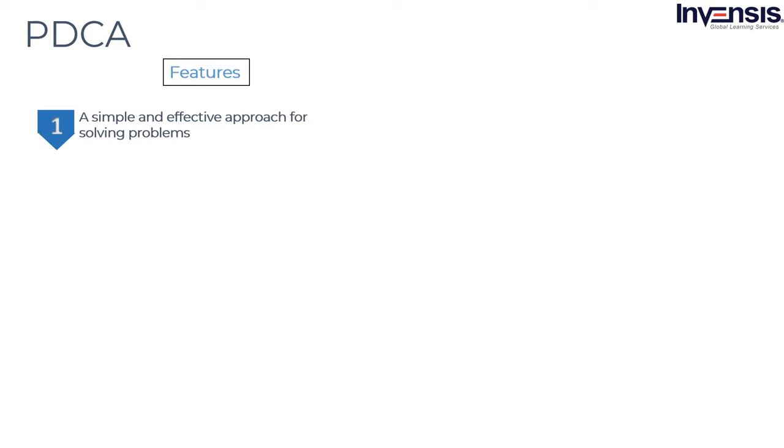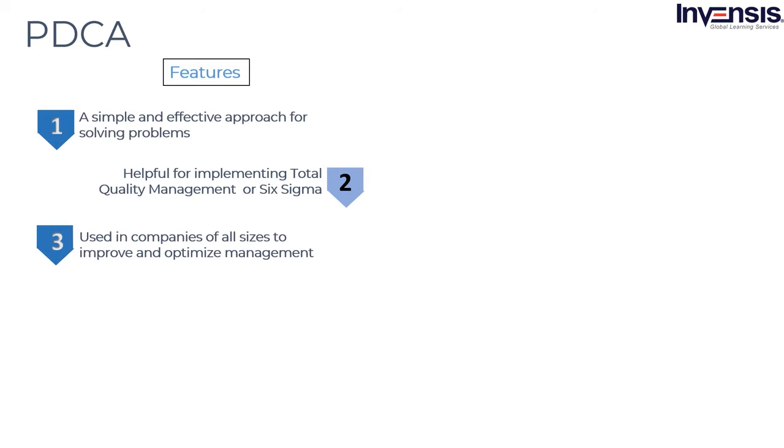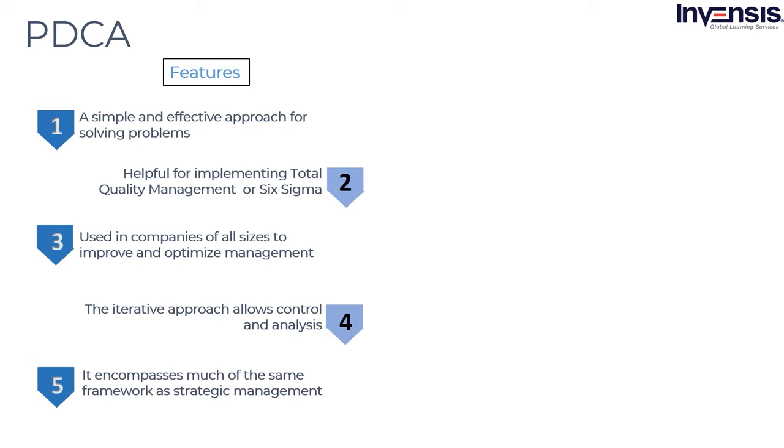Let us see some of the PDCA features. To begin with, PDCA is a simple and effective approach for solving problems. It is very helpful for implementing total quality management or Six Sigma. Upon that, it can also be used in companies of all sizes to improve and optimize management. Then, PDCA is an iterative approach that allows control and analysis of the problems. Also, it encompasses much of the same framework as strategic management. Coming to the advantages part.